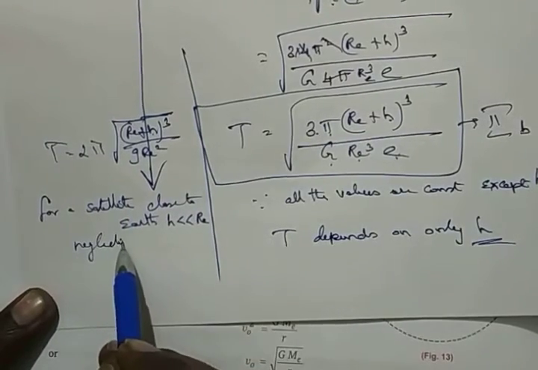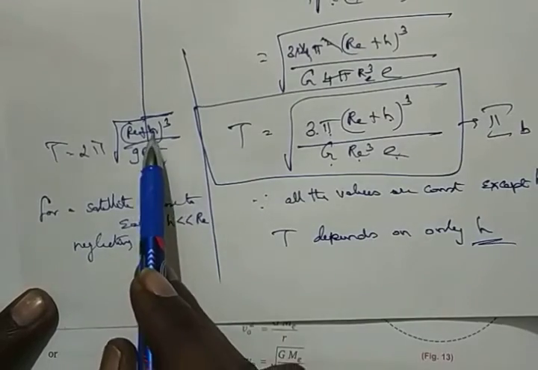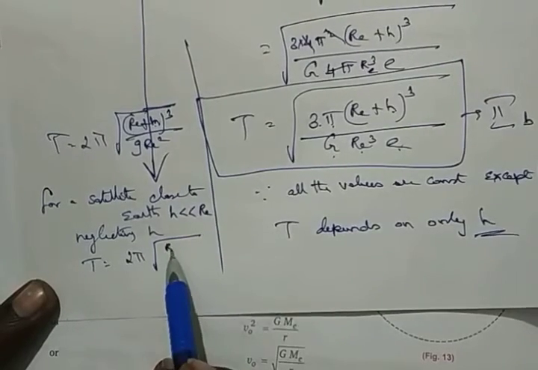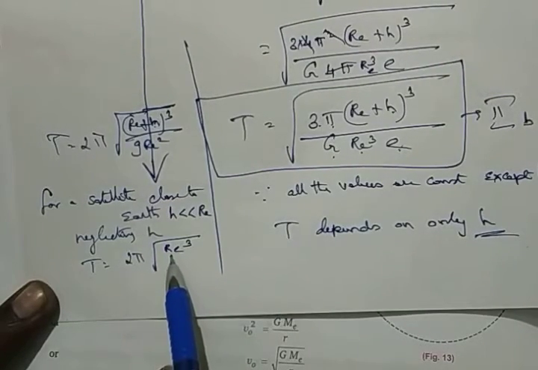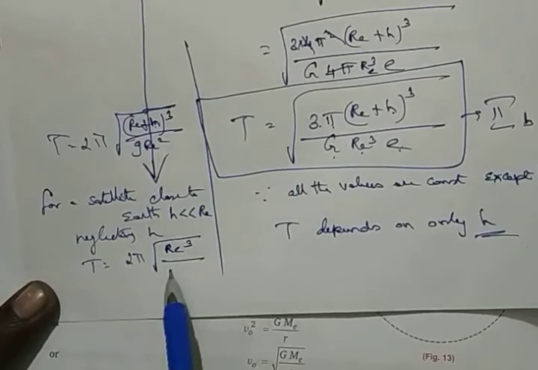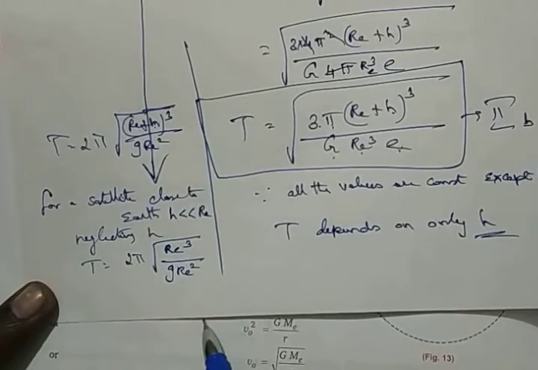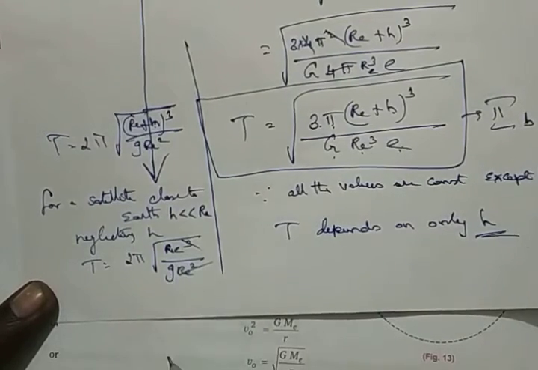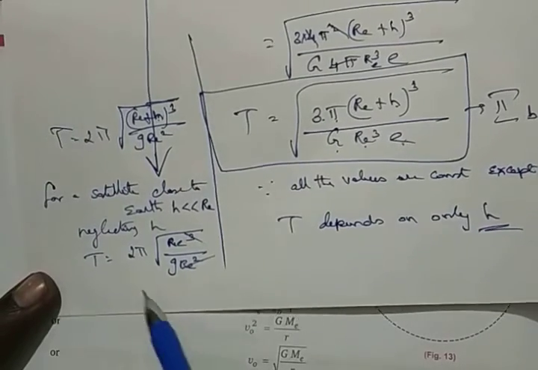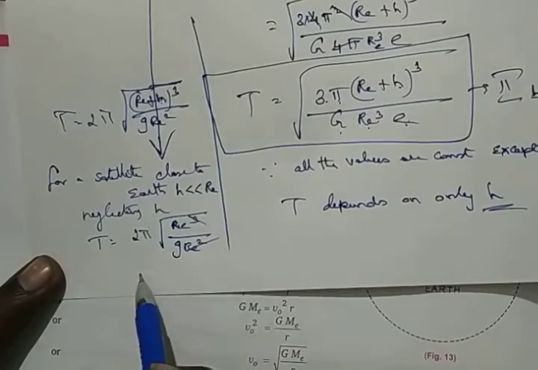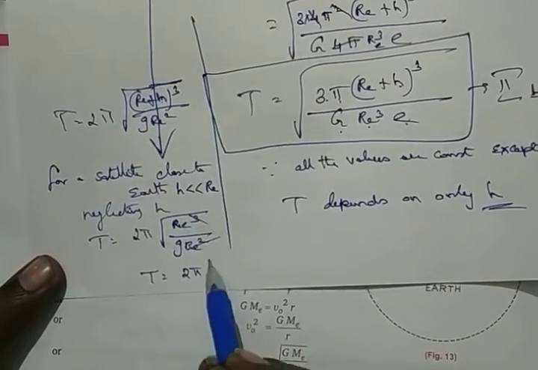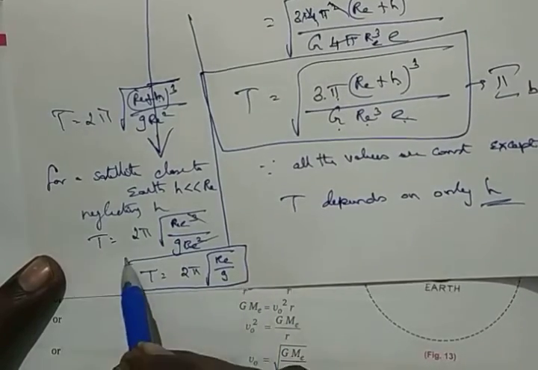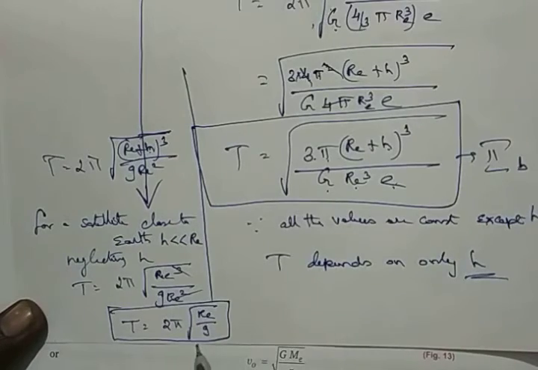Neglecting height, so this height you just remove. What is the formula then? 2 pi into under root of Re cube upon G Re square. So this one gets cancelled, this one gets cancelled, then you get Re upon G. It is just Re upon G and 2 pi. So T is going to be equal to 2 pi into under root of Re upon G. What is this formula for? For a very small height.